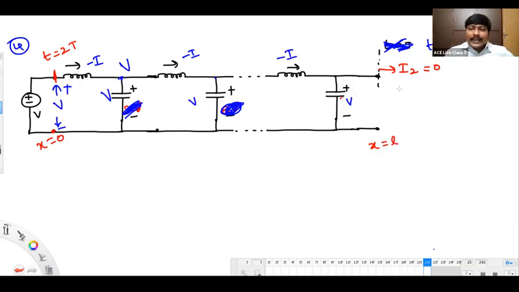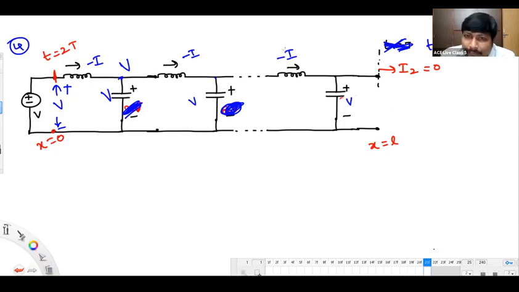At what time are we standing? 3t time. 3t time, X equals L. What do you have here? Open circuit. Open circuit means the open circuit current will be 0. So the current in the line must fall down to 0 now because of the open circuit condition.